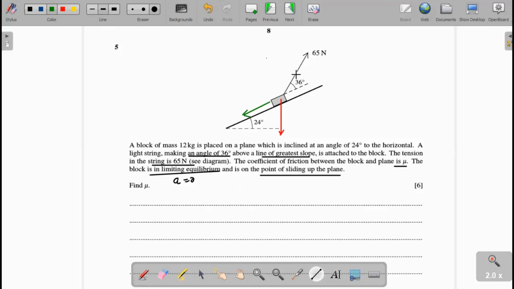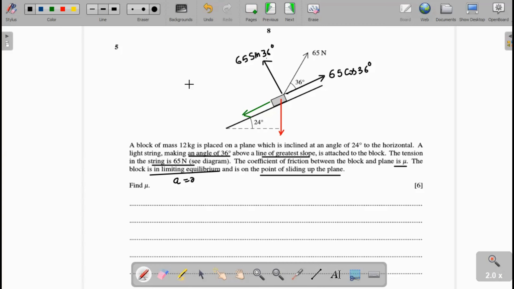Now we form the components of these forces. The component of the 65 newton force along the surface is in this direction, and the perpendicular direction is this. These components will be 65 cos 36 degree along the surface, and perpendicular to the surface it would be 65 sine 36 degree. These are the two components.